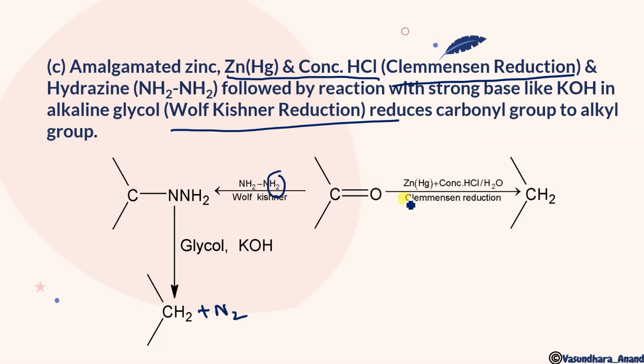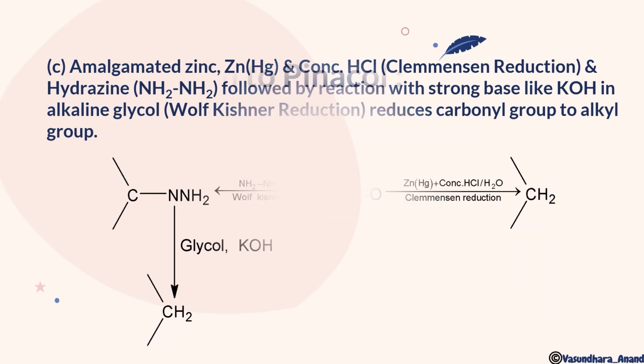And if this undergoes reduction with amalgamated zinc in the presence of conc HCl, this is called Clemmensen reduction. There also it will give H2O. What will happen is that the oxygen will attach to the 2H over here and form H2O as a side product. So this will be the reaction. I hope it is clear. Now, remember this: Wolff-Kishner uses hydrazine in the presence of ethylene glycol and KOH, and Clemmensen reduction is a reduction in the presence of amalgamated zinc in acidic medium, conc HCl.